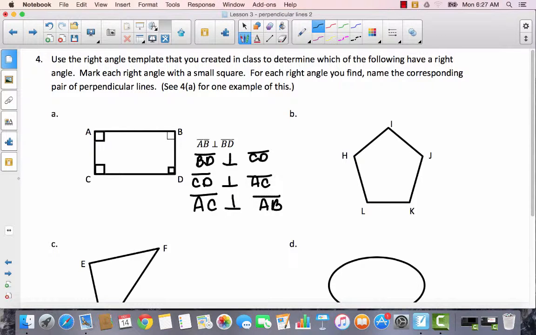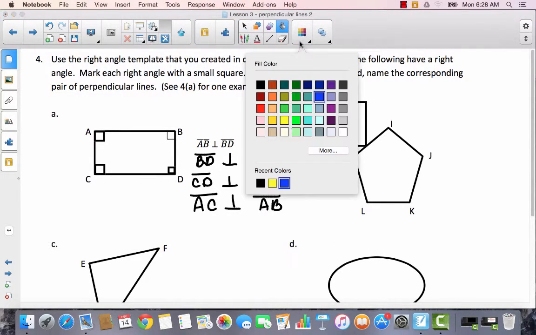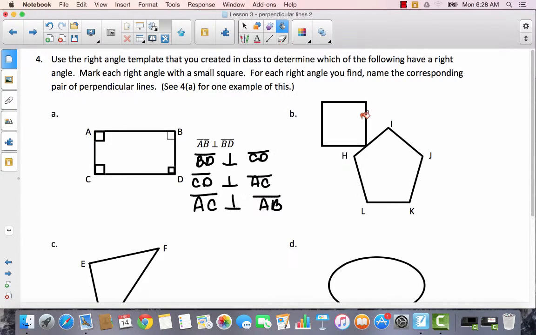Okay, let's take a look at B over here. Now, first of all, I'm going to go up here and create a little right angle template for myself by using a square, because I know that squares have 4 right angles. Now, I'm going to fill it in with a color so it's a little bit easier for us to see. I'll make it green.